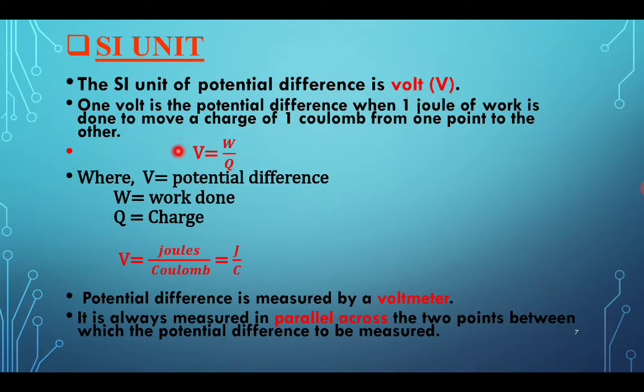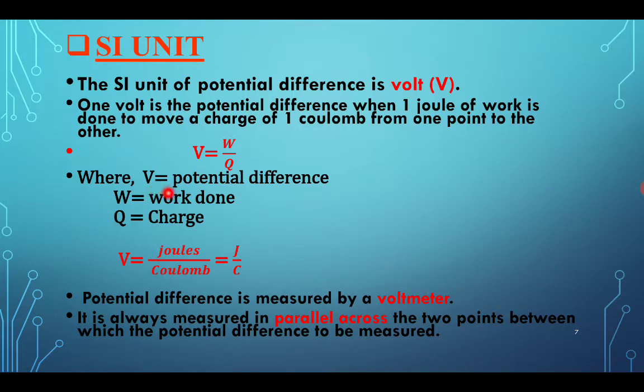This 1 volt is the amount of potential difference, or we can say the potential difference is said to be 1 volt for a given conductor if the amount of work done in bringing a charge of 1 coulomb from one point to another point is 1 joule. So 1 joule of work is being done in bringing a unit positive charge of 1 coulomb from one position to another position. Then the potential difference between the two terminals of the conductor will be 1 volt.